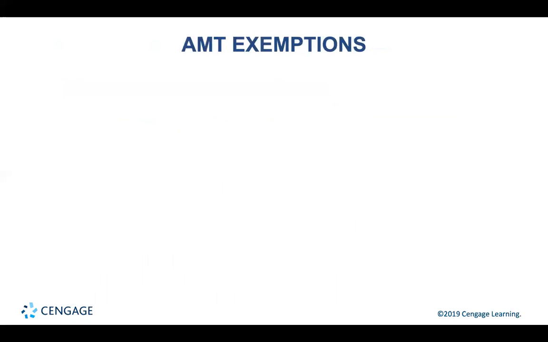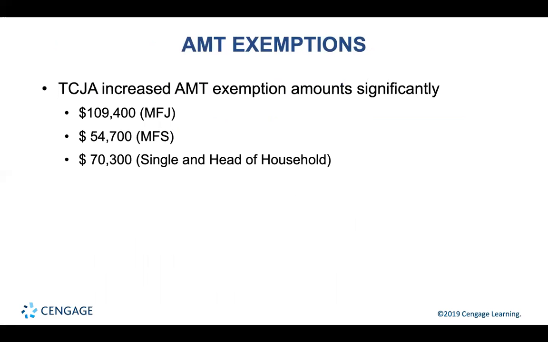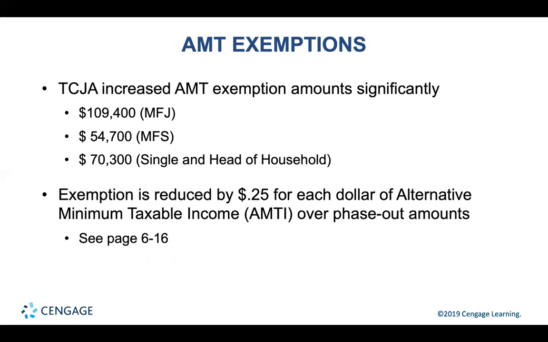The TCJA increased the AMT exemption allowance significantly. For married filing jointly, it is $109,400 now. The exemption is reduced by 25 cents for each dollar of alternative minimum taxable income, that AMTI, over the phase-out amounts. That is on page 616. There's an example that walks you through how to calculate the AMT in its entirety.